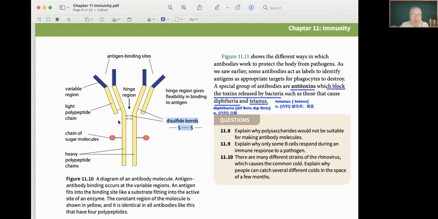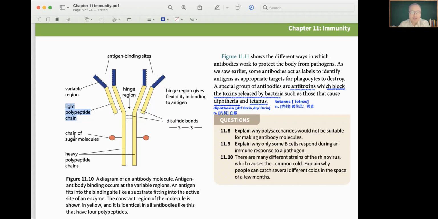Except for the heavy polypeptide chains, on each side of the heavy polypeptide chains we can see a light polypeptide chain, right? This is light, and on the right side, this is light. The light polypeptide chain is connected with the heavy polypeptide chain with disulfide bonds. So that's the basic structure of the antibody molecules.